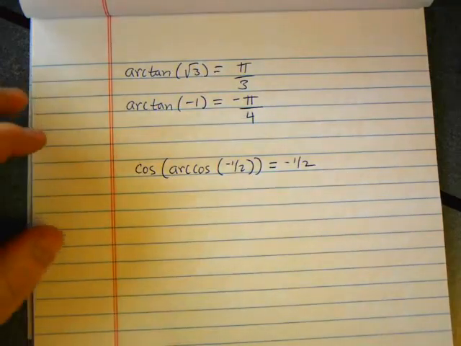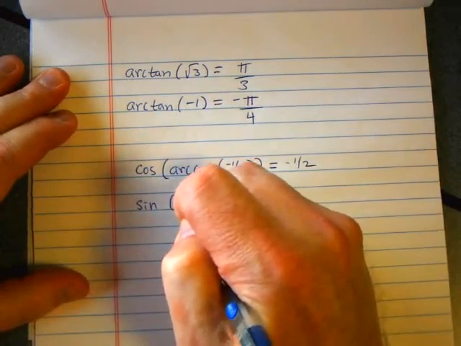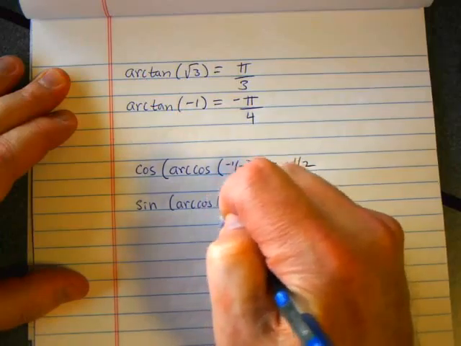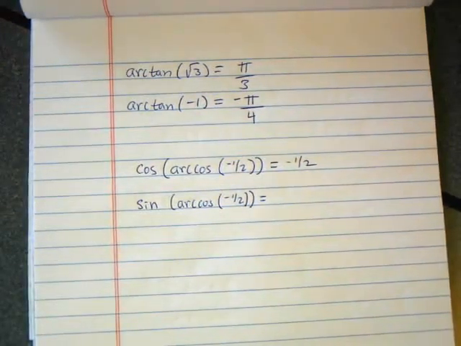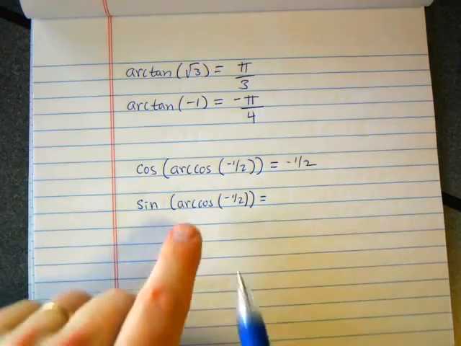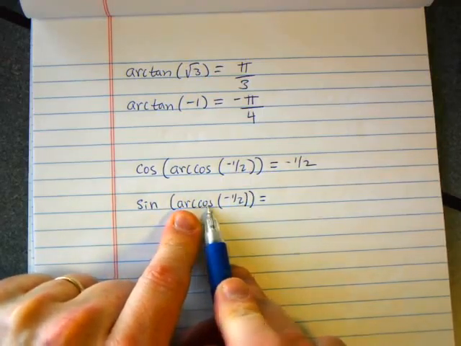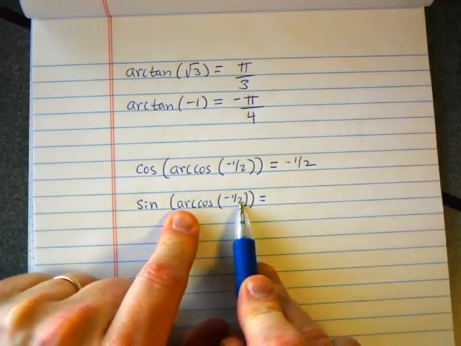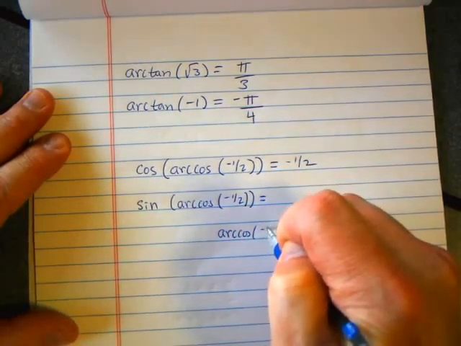All right, so let's do that one. What if you have sine of arc cosine of negative 1/2? Now, sine and arc cosine are not inverses of each other, so I can't just cancel them out. Now I got to do the hard work. So now I start in the middle. I need to first find the arc cosine of negative 1/2. So I might come off to the side and write that down here. Arc cosine of negative 1/2.